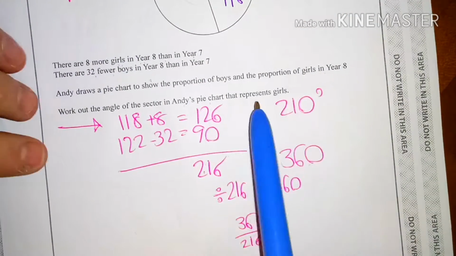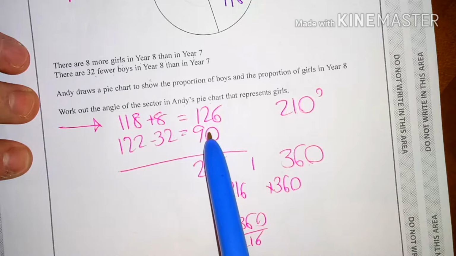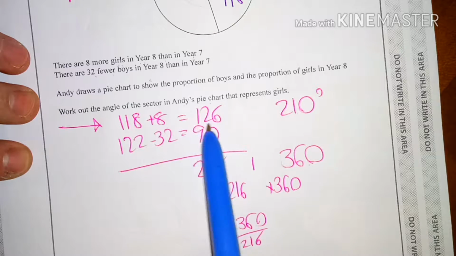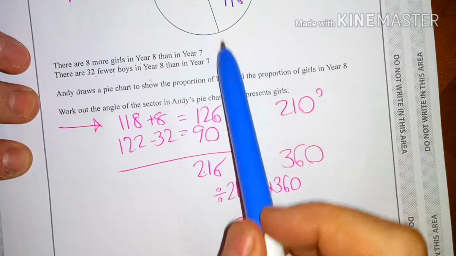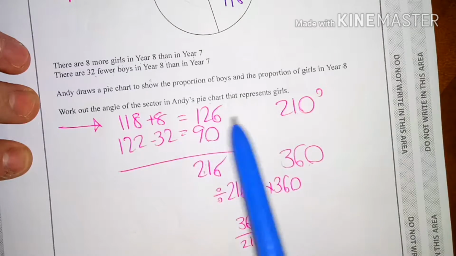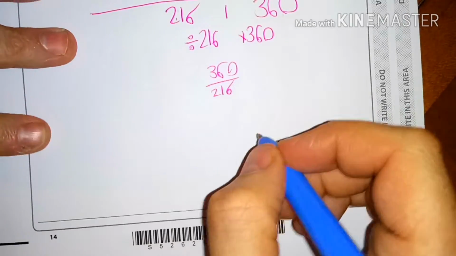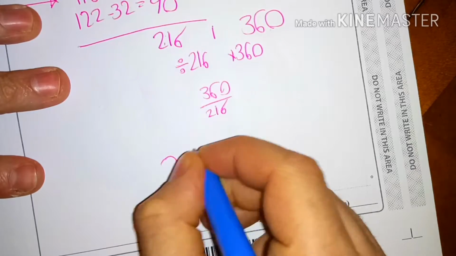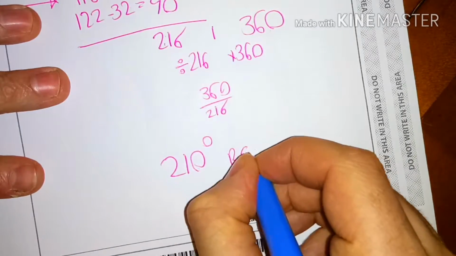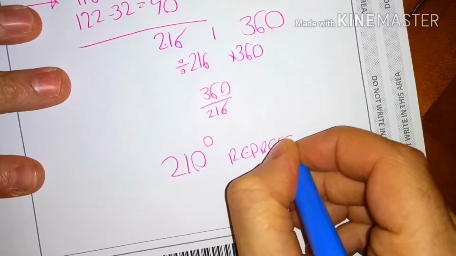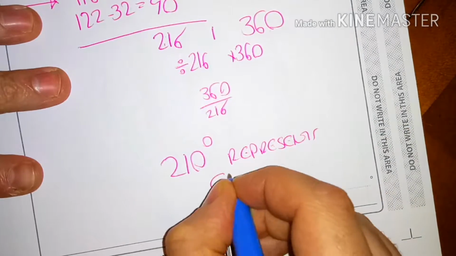Let's just see if that makes sense. 90 is sort of a little bit less than 126. So you think half is going to be 180, that's a little bit more, so it works out proportionally. So let's just make it clear. 210 degrees represents girls.